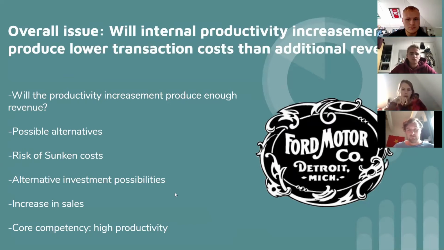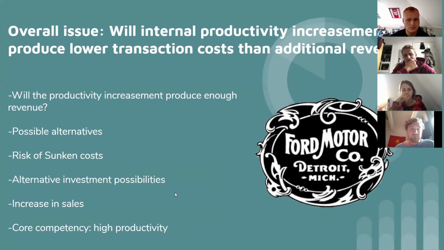And now they have the question: will it prove to carry lower cost than through market transactions? So that brings me to the overall issue. Will internal productivity increase produce lower transaction cost than the additional revenue produced by the new assembly line? Even if Ford finds a way to increase productivity, will this be of value when performed internally? Because there are few alternatives for Ford if they try to go for something other than internal. However, the risk of failure and thus the sunk costs are very high.